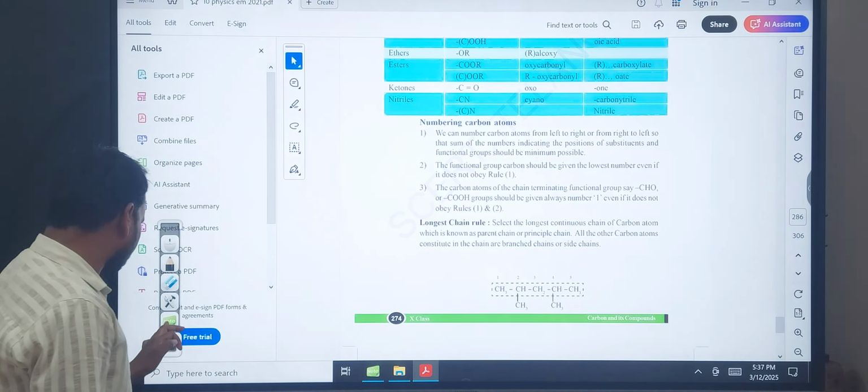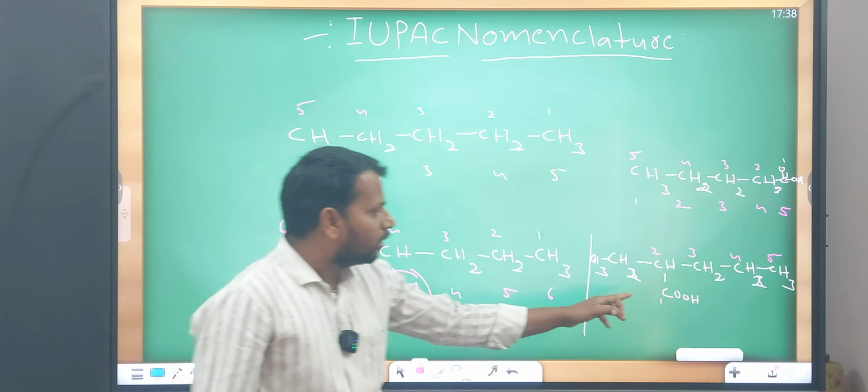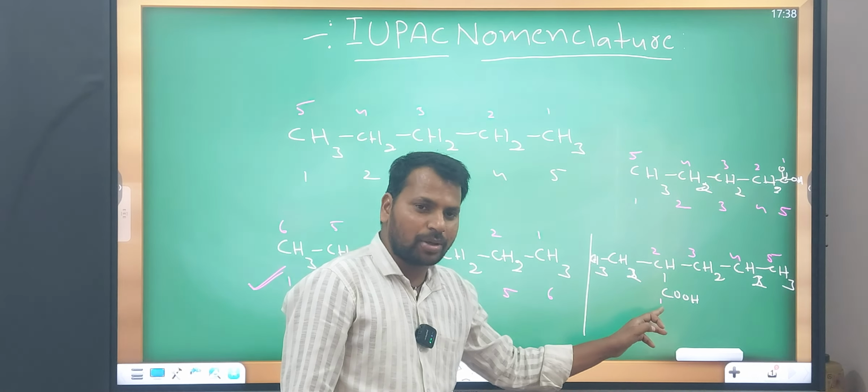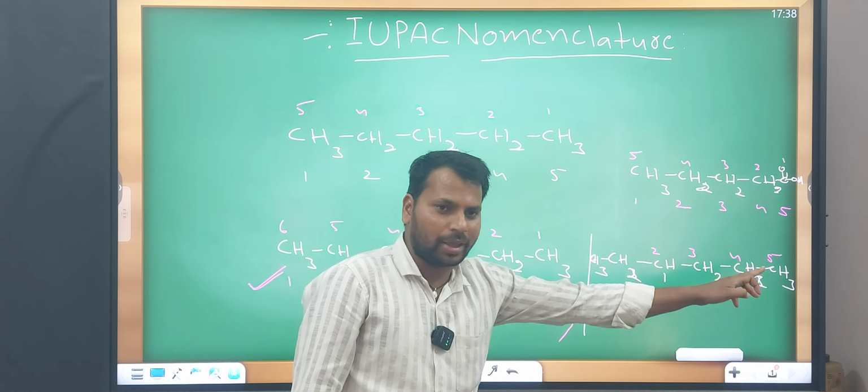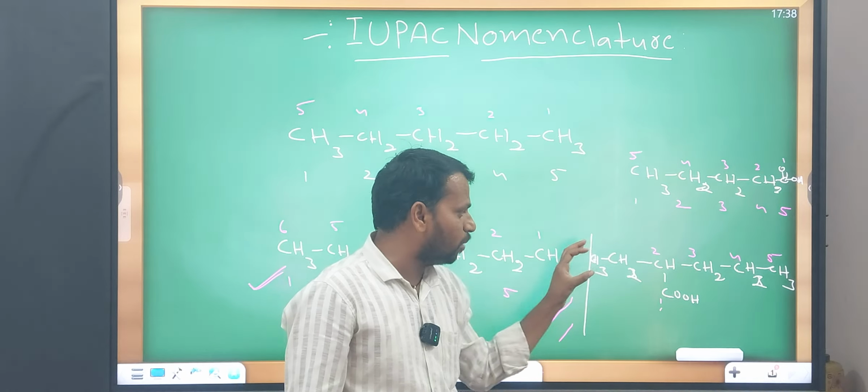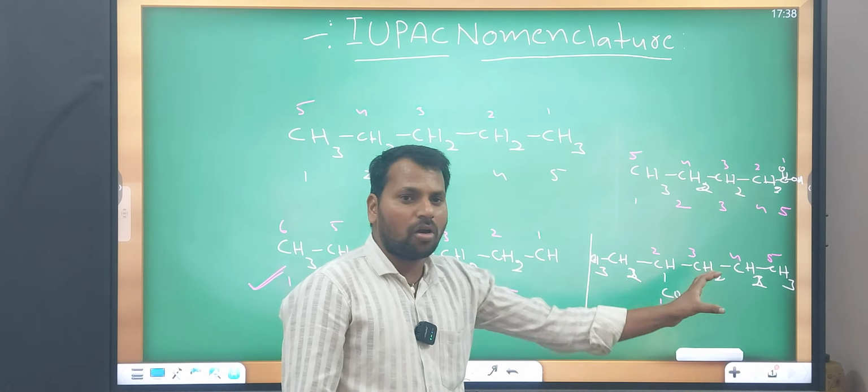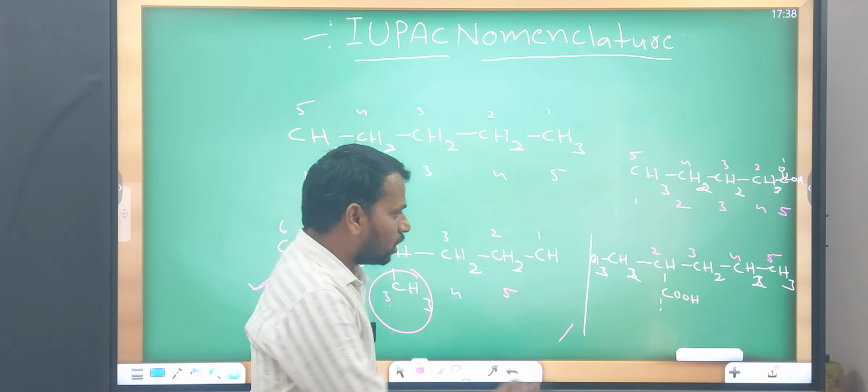So in the case of the functional group, it should be given the least number: 1, 2, 3, 4, 5, but this is not the longest chain. So it does not obey the longest chain rule. Okay, so this is about that one.